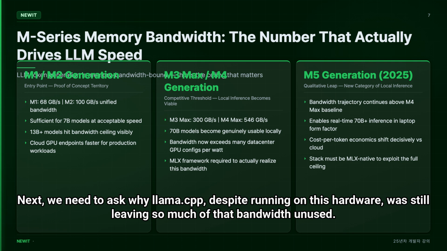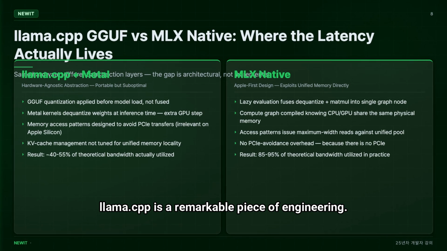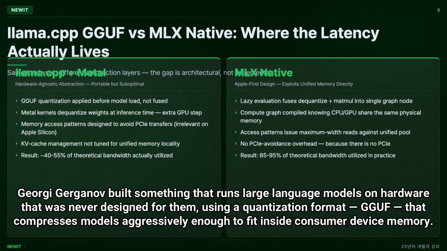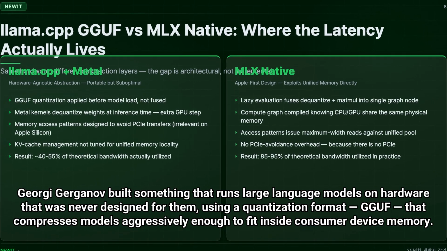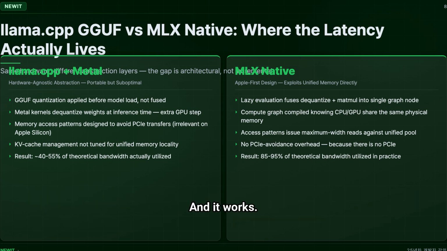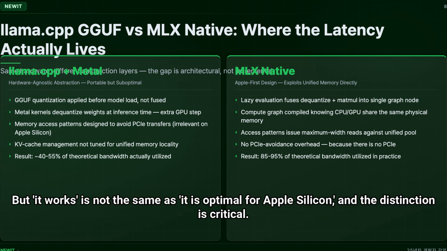Next, we need to ask why llama.cpp, despite running on this hardware, was still leaving so much of that bandwidth unused. Llama.cpp is a remarkable piece of engineering. Georgi Gerganov built something that runs large language models on hardware that was never designed for them, using a quantization format, GGUF, that compresses models aggressively enough to fit inside consumer device memory. And it works. But "it works" is not the same as "it is optimal for Apple Silicon," and the distinction is critical.